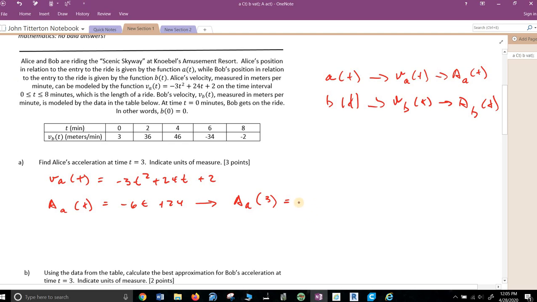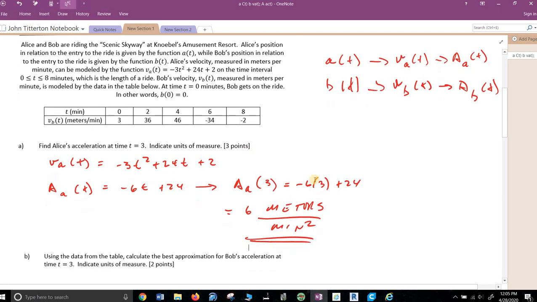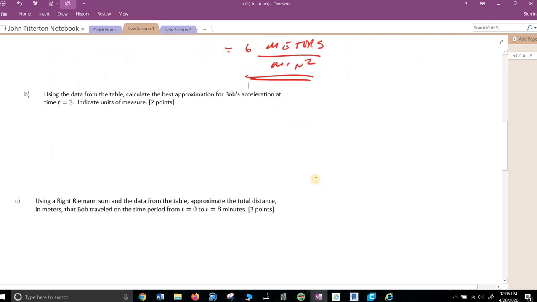So we're looking at -6 times 3 plus 24. And big red flag just went off in my brain. Watch units. So, hey, it's meters per minute. No, this is acceleration, so it's meters per minute squared. It's hard to slow the brain down to remind it to pay close attention.